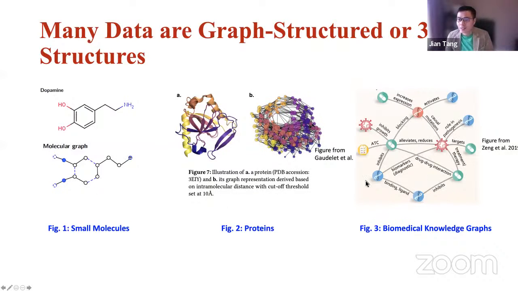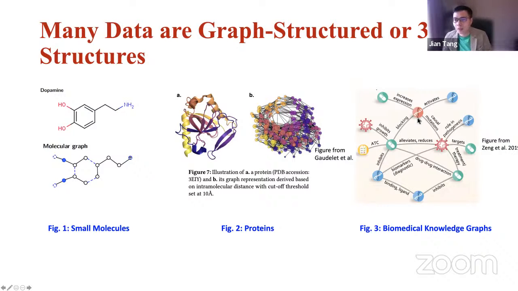Another type of data which is very important in the biomedical domain or in drug discovery is biomedical knowledge graphs. So what are biomedical knowledge graphs? They basically encode the complex relationships between different kinds of biomedical entities. For example, drugs and diseases: this drug can be used to treat this disease. And also genes: this gene is a causal gene of this disease, and this drug can somehow block this gene or protein.